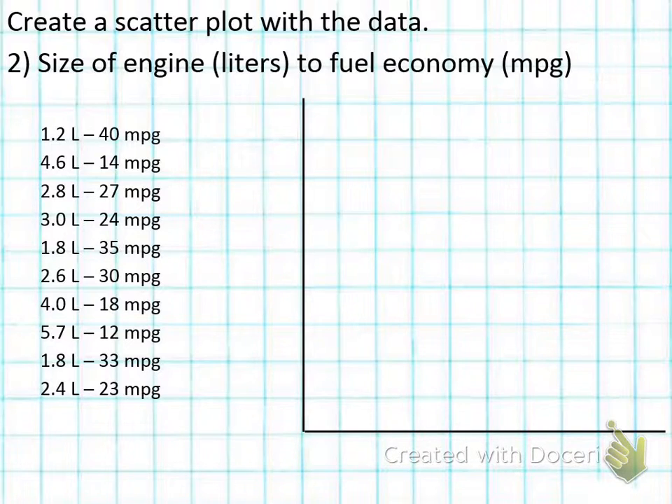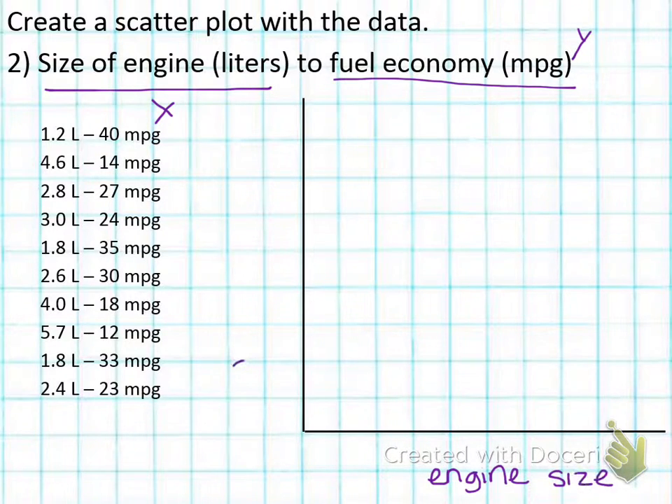That's going to go on our y-axis. And then engine size is what we know, right? We can just look at the different engine sizes. So that's going to be our independent variable along the x-axis. Okay, so it'll look like this. I've got engine size as my x, and then fuel economy as my y.